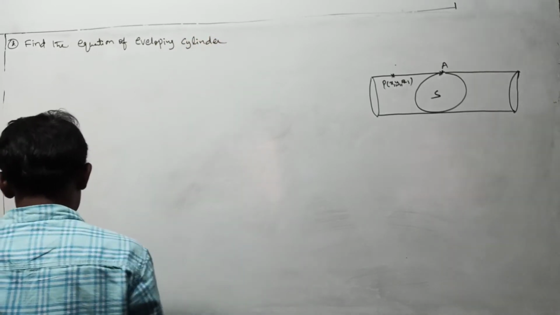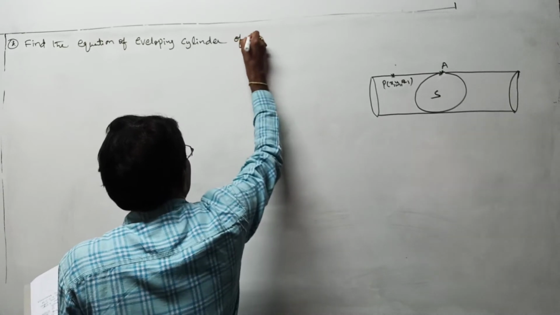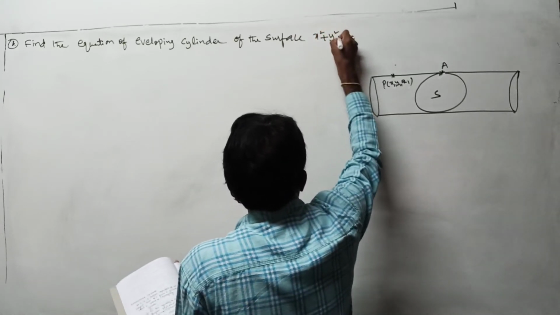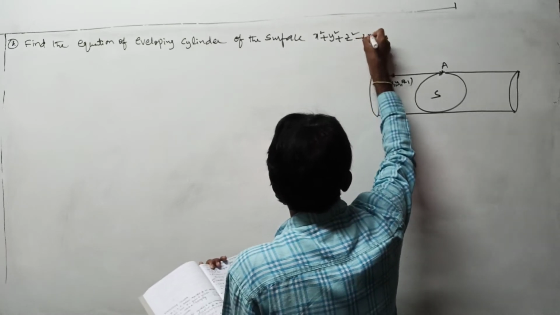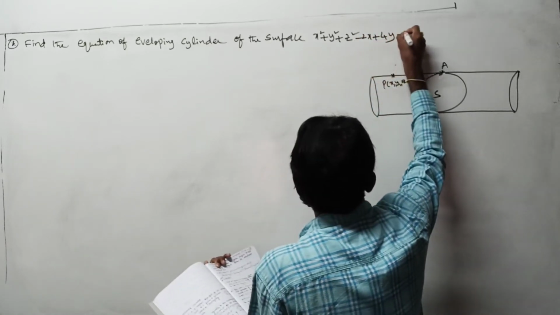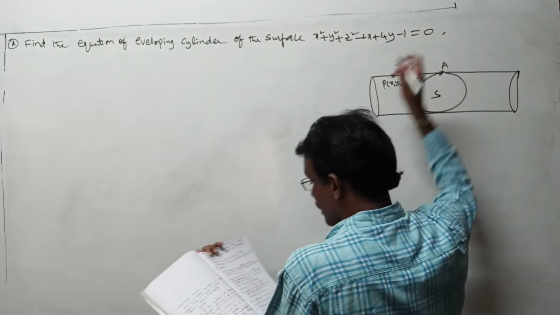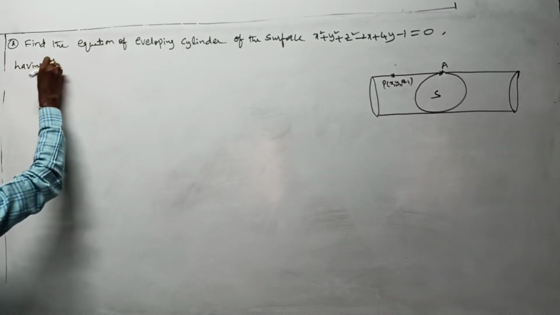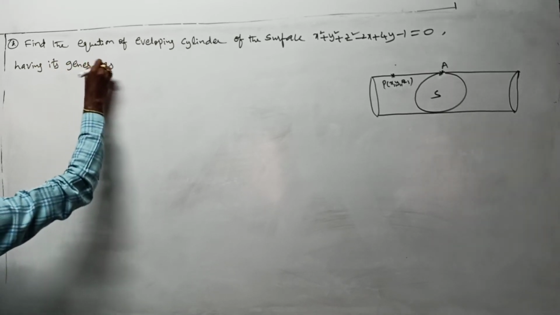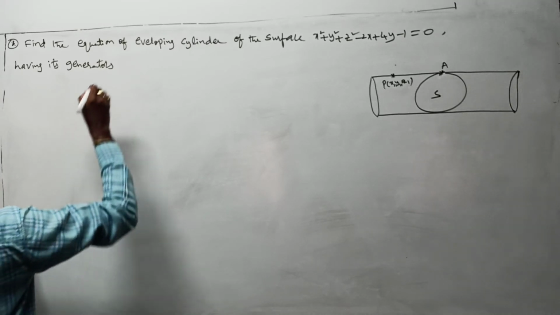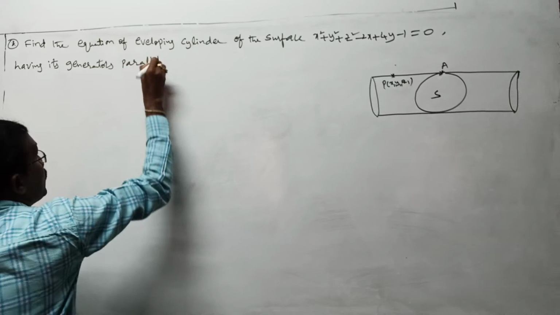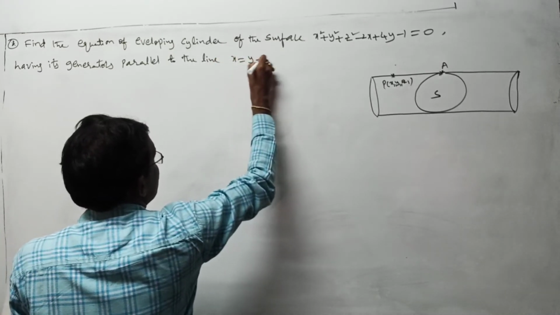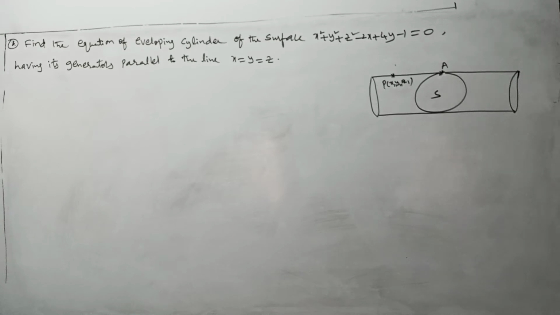Find the equation of the enveloping cylinder of the surface x square plus y square plus z square minus 2x plus 4y minus 1 equal to 0, having its generators parallel to the line x equal to y equal to z.